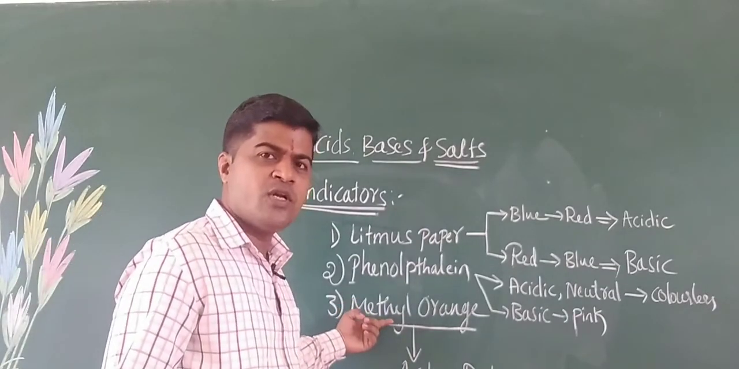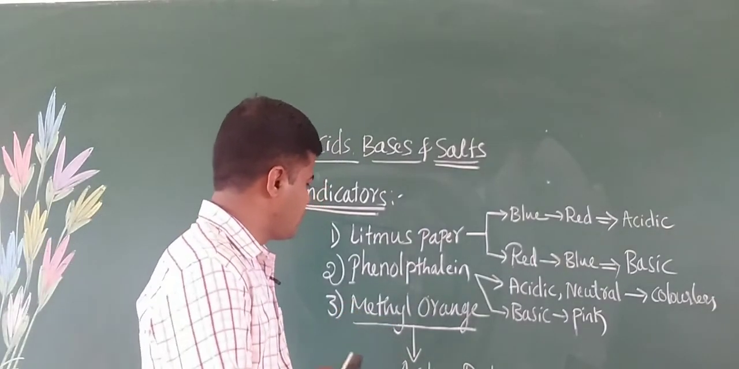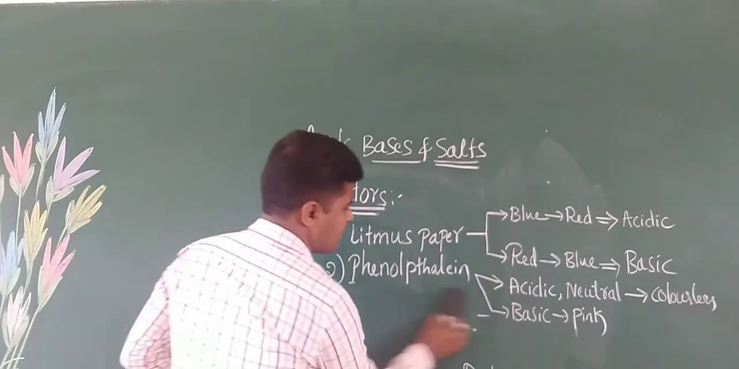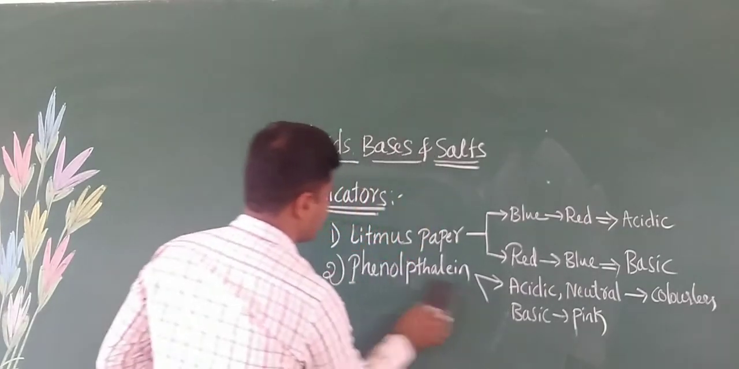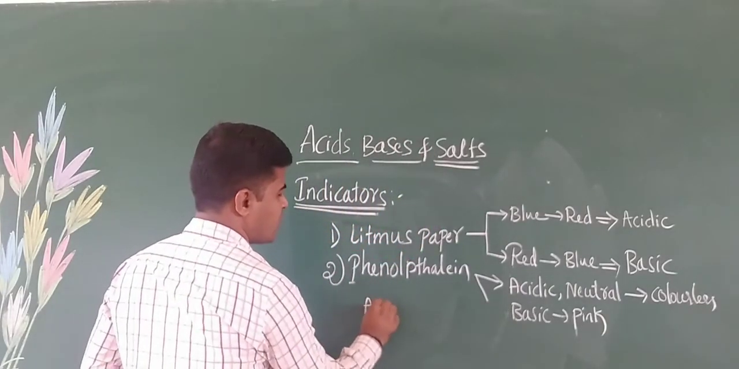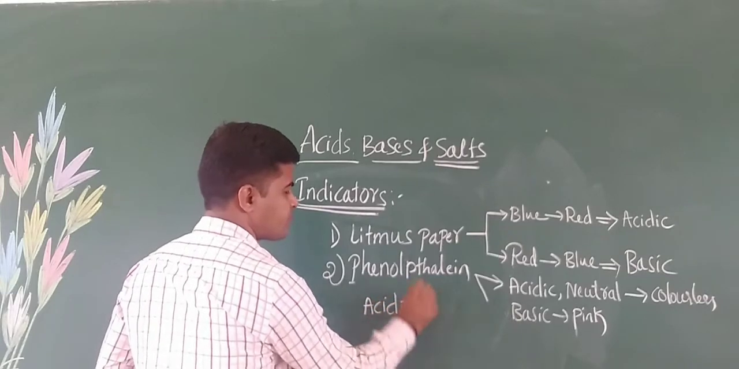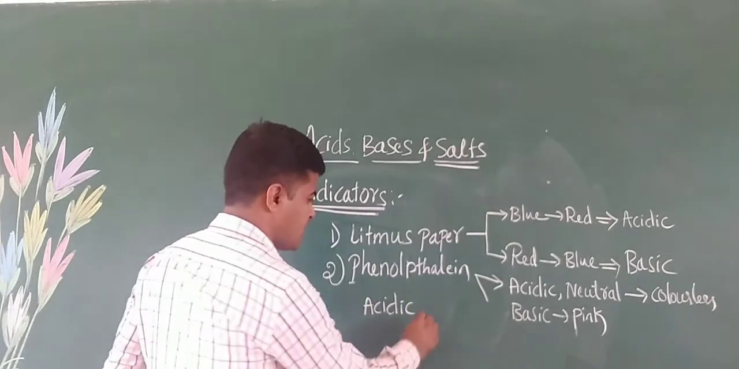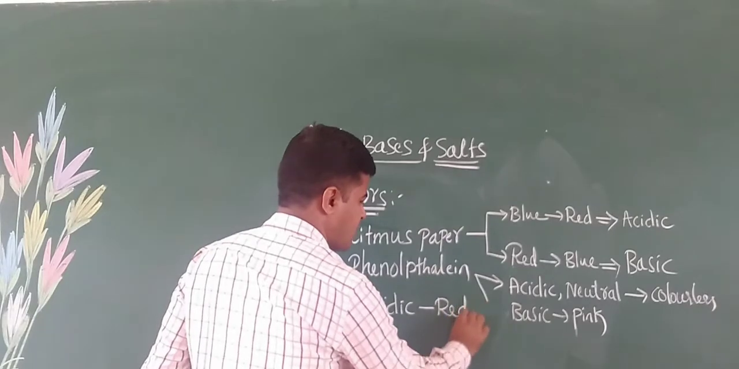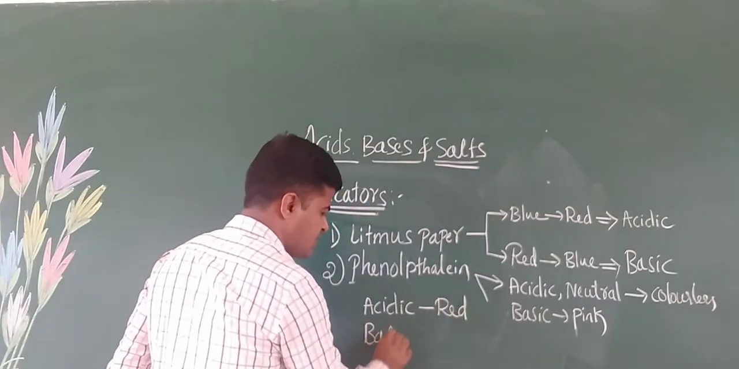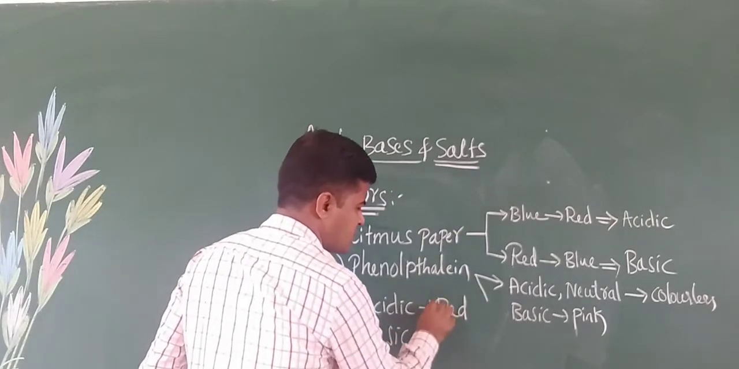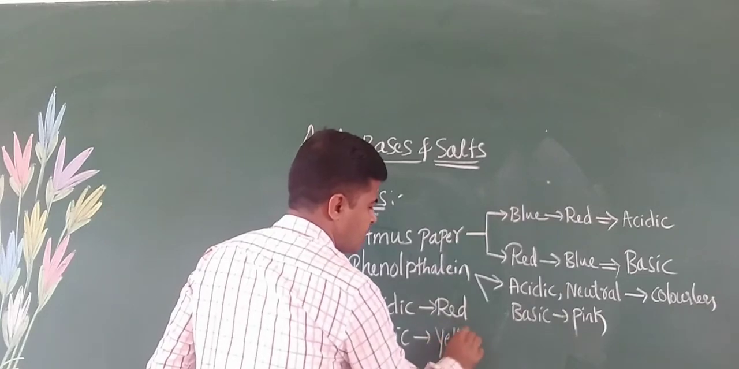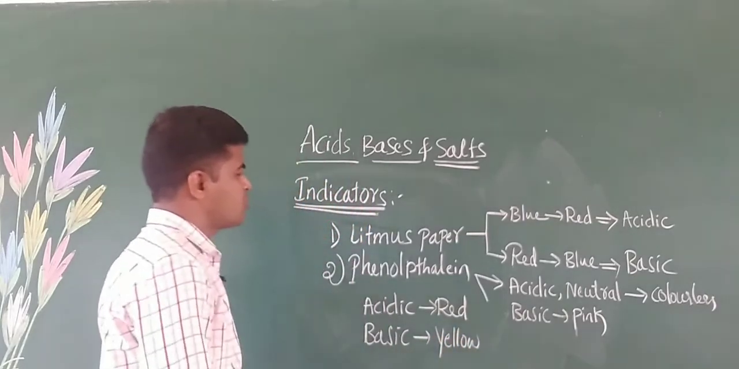Methyl orange, when you look at the methyl orange, so it is right here. In methyl orange, in acidic medium it is red in color. In basic medium it is yellow in color. So children, these are the important indicators.